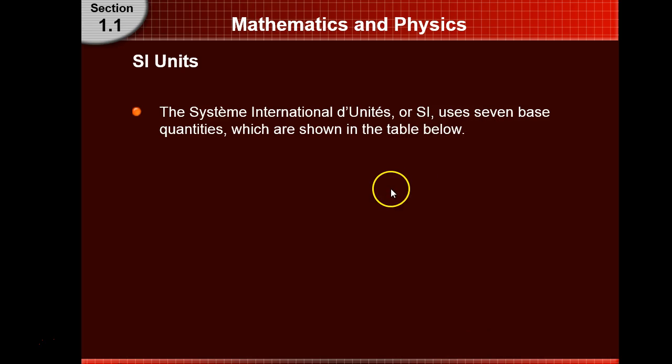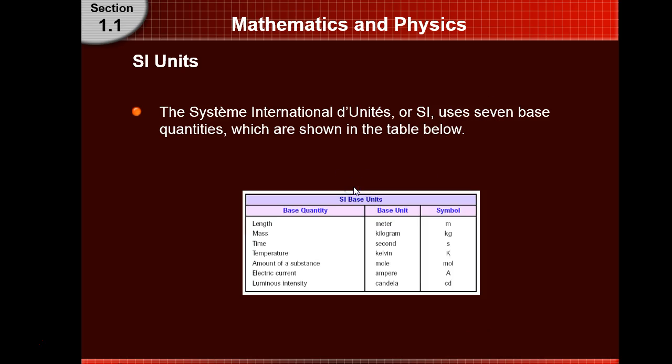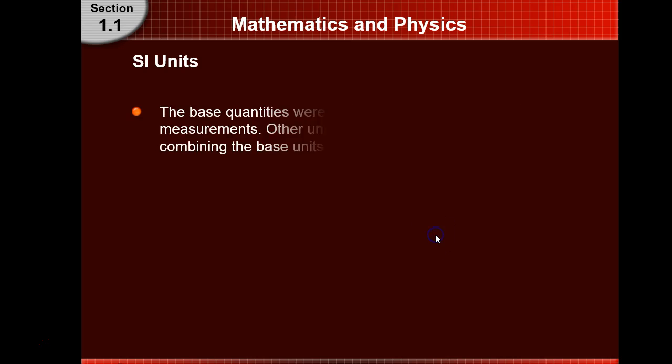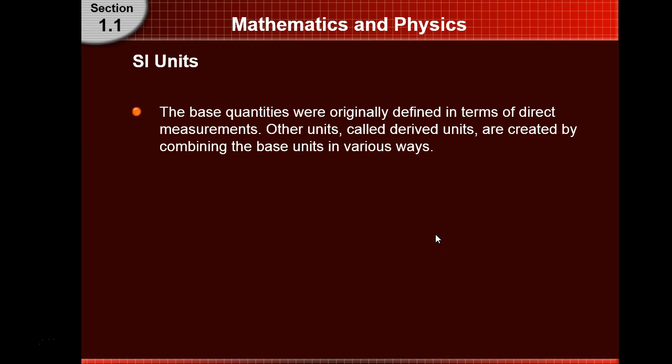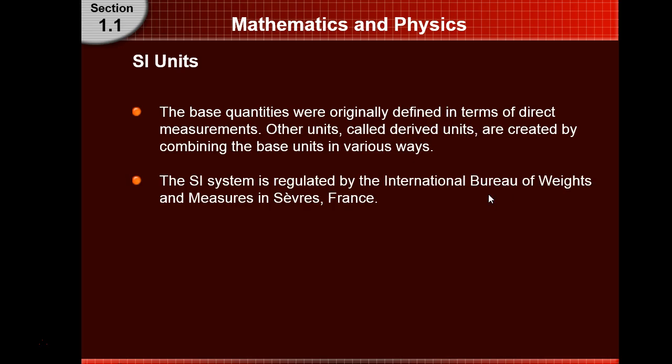So it uses the 7 base quantities, which are shown in the table below: length, mass, time, temperature, amount of substance, electric current, and luminous intensity. And these are the basic units for those, and then the symbol associated with those. And throughout the year, of course, we'll be using these. The base quantities were originally defined in terms of direct measurements. So other units called the derived units are created by combining them. And density was an example of that, mass divided by volume.